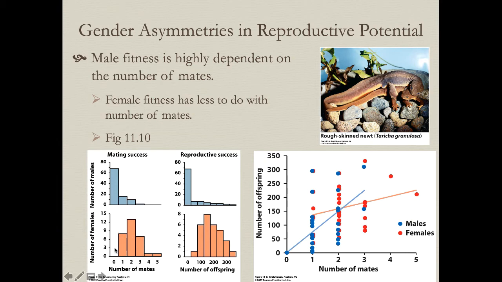All females get to mate. There's no problem there. Some of them mate just once, most of them mate a couple of times, but really there's no linkage, or very little linkage. There's a little bit of a positive slope here, but it's much reduced. The number of mates that a female has has less to do with the number of offspring that she produces. The key determination of success in females, in most cases, is not the number that they mate with, but the quality of the male that they mate with.